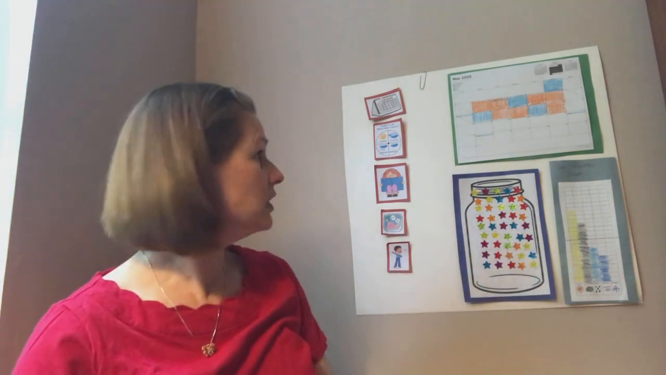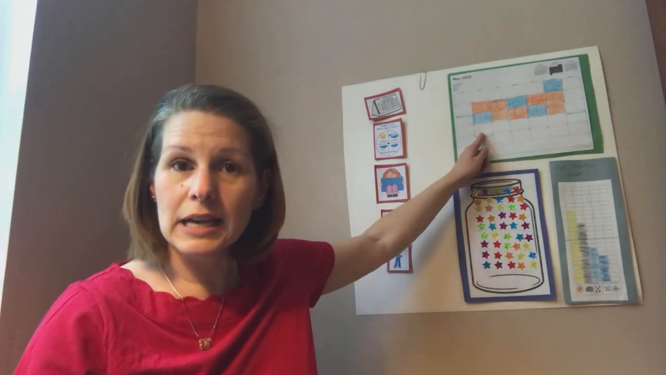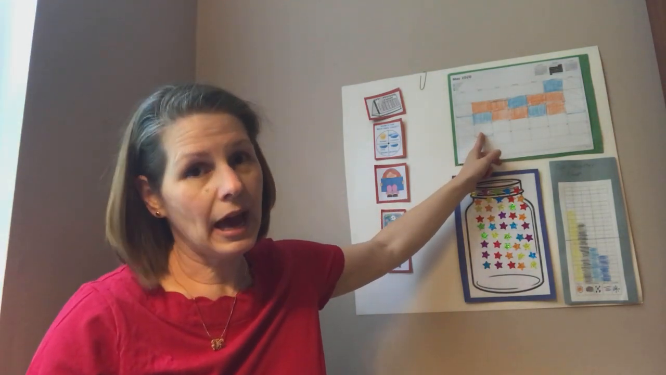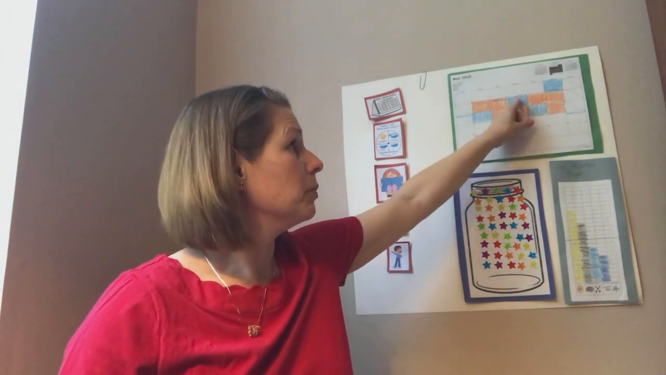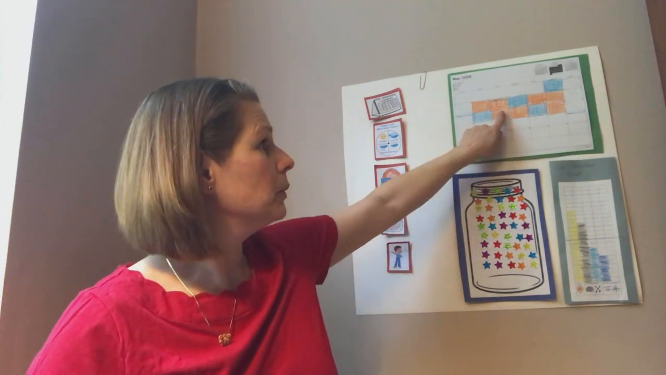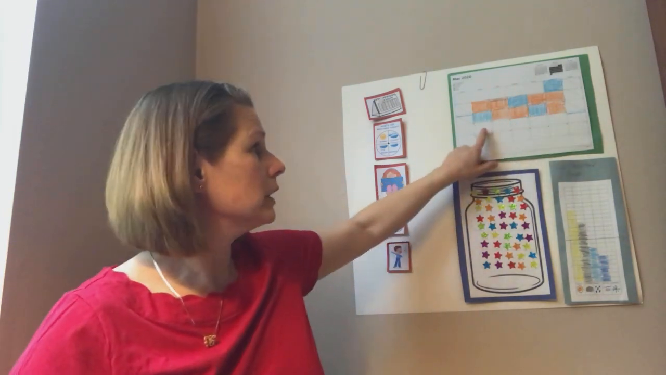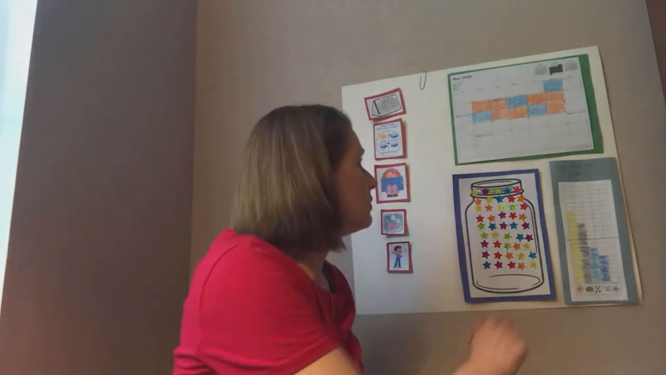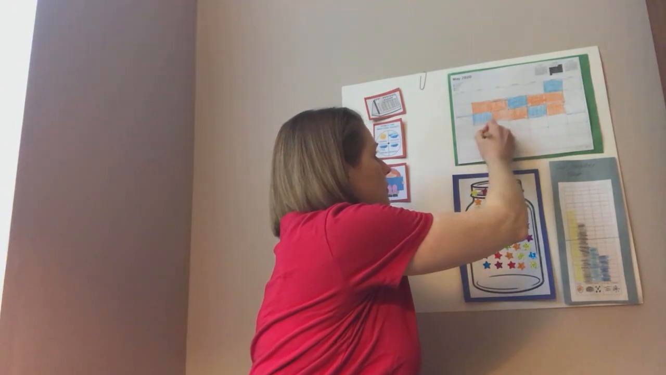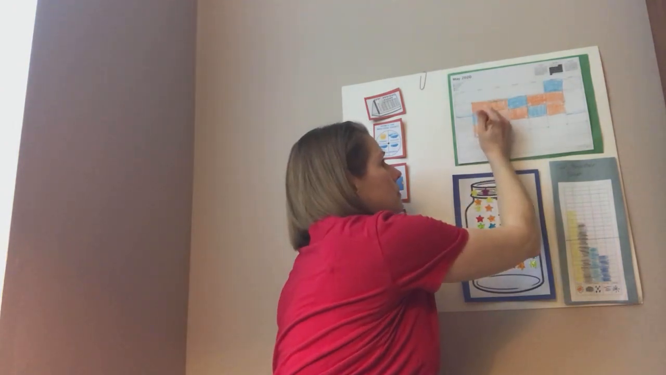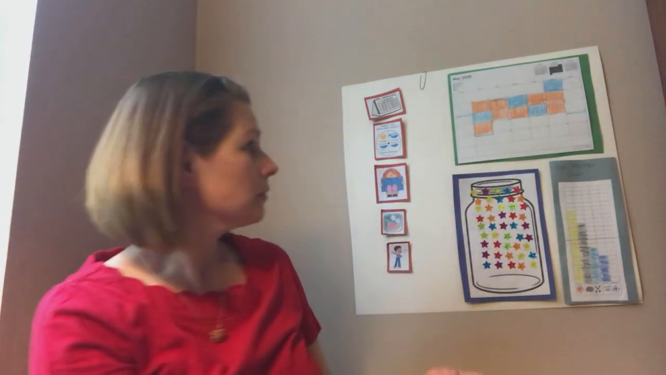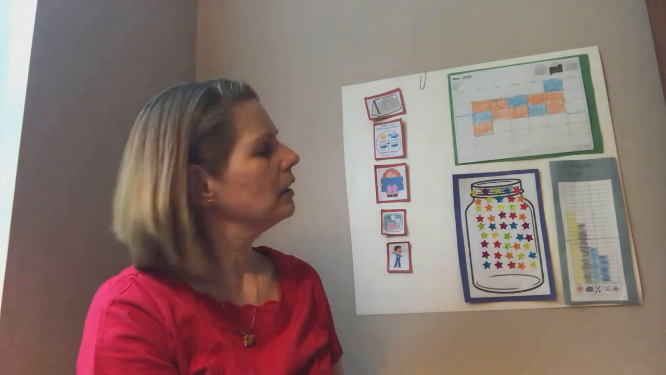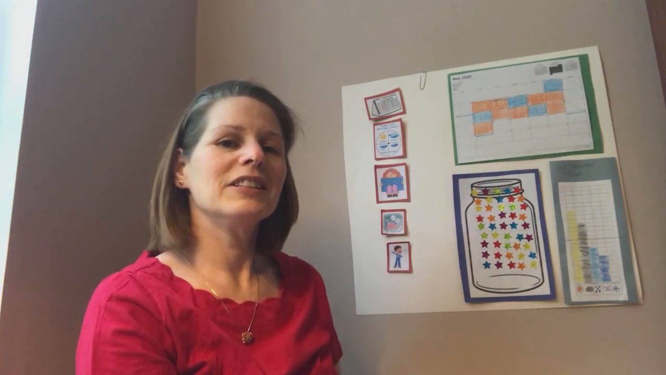All right, let's start with our calendar. Today is Monday, May 18th. Let's look at the pattern and see what color we're going to use today. Blue, orange, orange, blue, orange, orange, blue, orange, orange, blue, orange, orange. Today we'll color the square orange. What do you think tomorrow will be? We'll have to check and see.